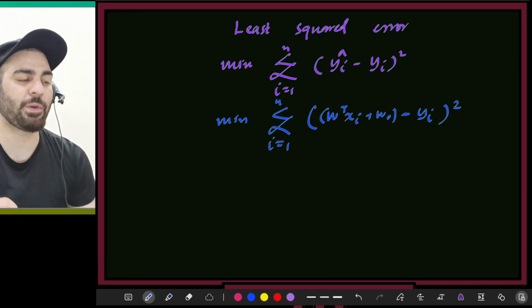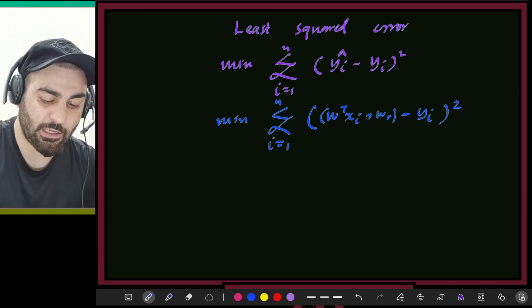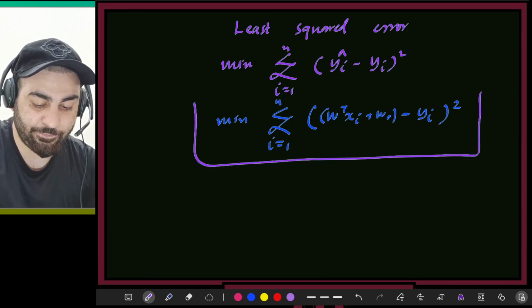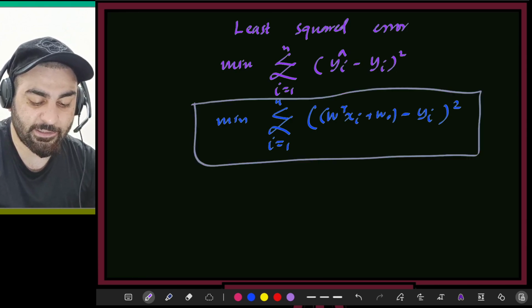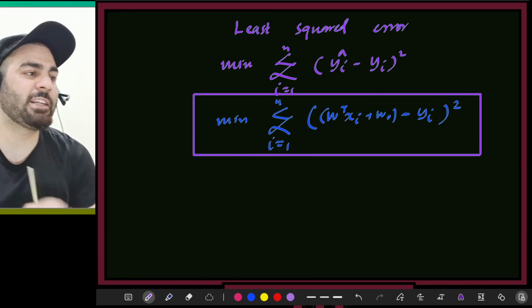Okay, this is how it was predicted, and I can write it like this also. So basically, we want to minimize this expression. Is it clear? Yes, sir.